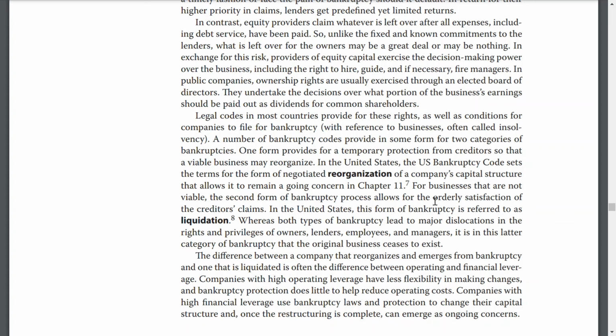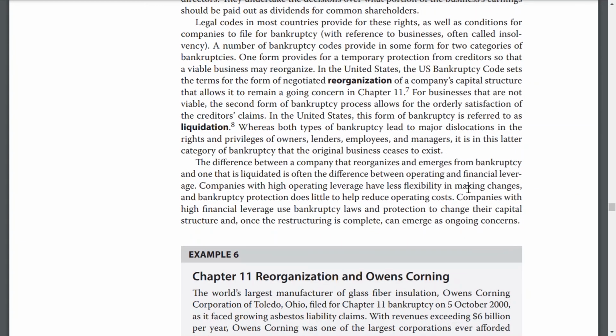In the United States, the U.S. Bankruptcy Code sets the terms for the negotiation and reorganization of the company's capital structure that allows it to remain a going concern. That is Chapter 11. For businesses that are not viable, the second form of bankruptcy process allows the orderly satisfaction of the creditors' claims. In the United States, this form of bankruptcy is referred to as liquidation, whereas both types of bankruptcy lead to major dislocations in the rights and privileges of owners, lenders, employees, and managers. It is in the latter category of bankruptcy that the original business ceases to exist.